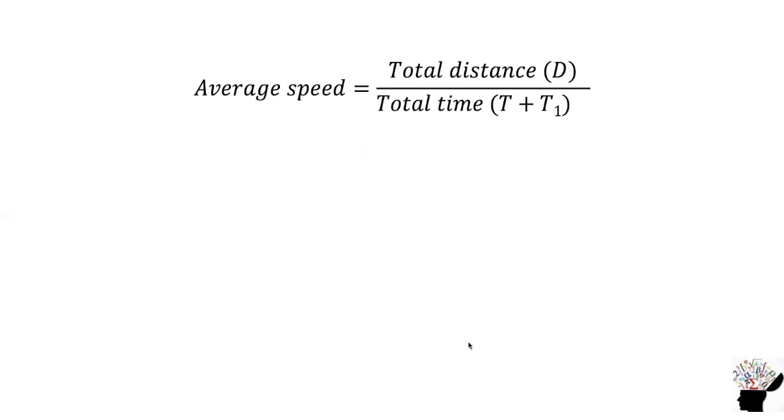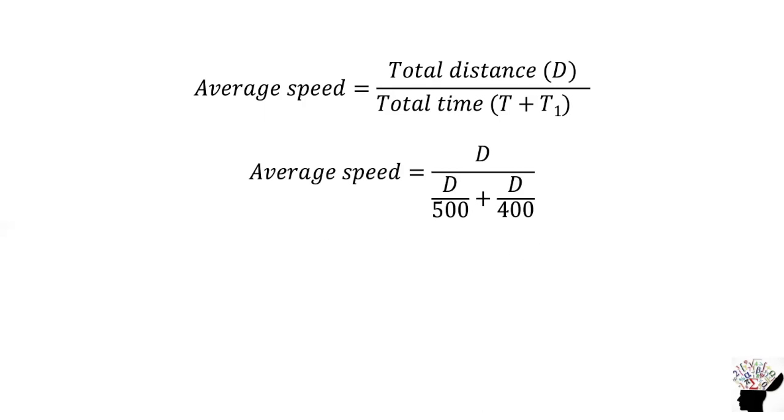From there, the average speed, as we already know, is the total distance divided by the total time. The total time will be the time John flew from Denver to Boston and the time John flew from Boston to Denver. So from there, we substitute T and T1 here, and the average speed is equal to D divided by (D divided by 500 plus D divided by 400).